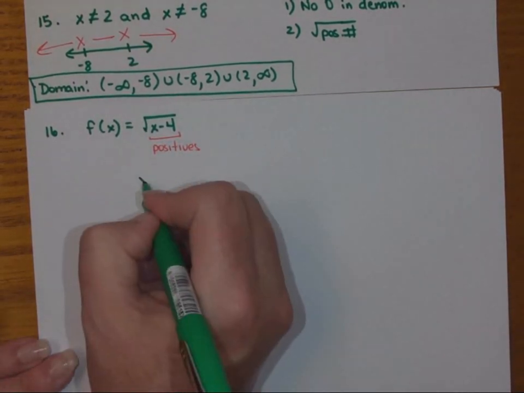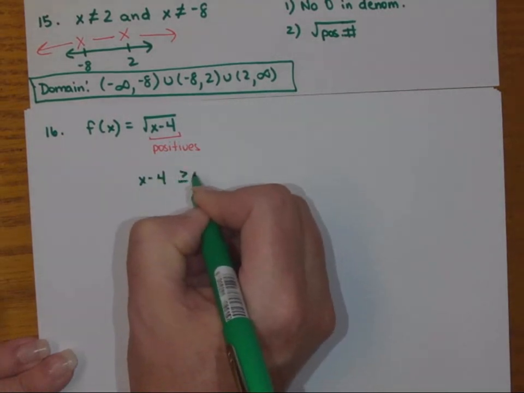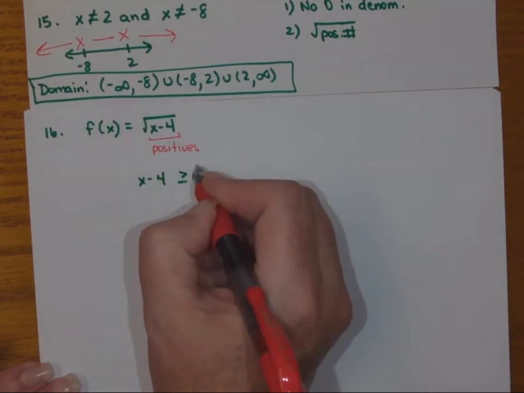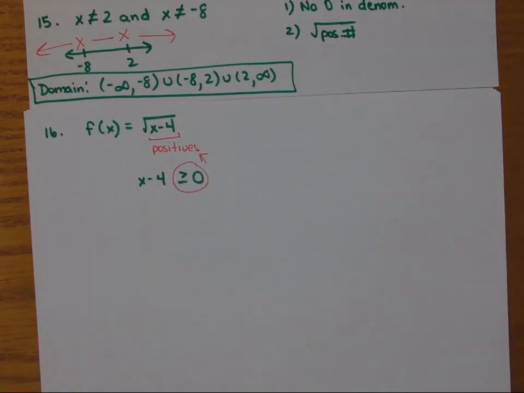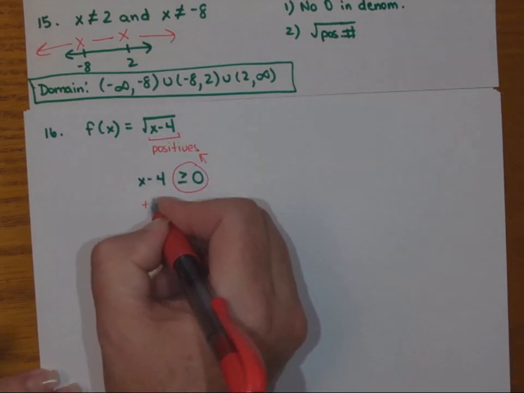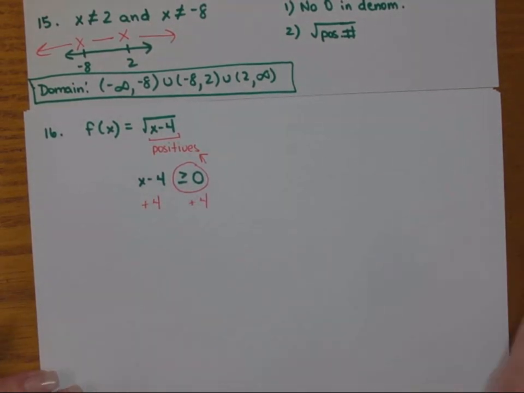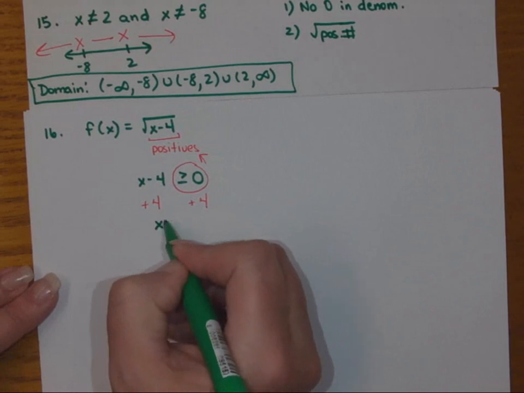So we want x minus 4 to be greater than or equal to 0. This part is always what gives you positives. You will always say whatever's under the square root is greater than or equal to 0, and then you just solve for x. Notice this one's not too bad because I don't really have any negatives or anything.